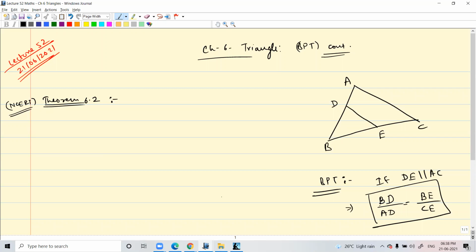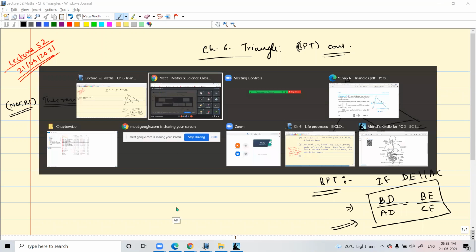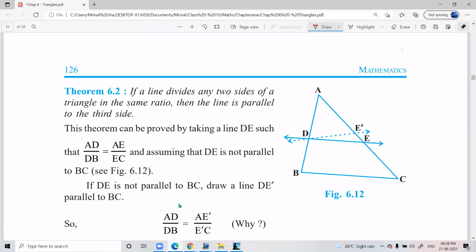So what will be the converse of this theorem? If this ratio has been given to you, if the sides are divided in the equal ratio, then the line will be parallel, right? That is what it says. So if a line DE divides two sides of a triangle in the same ratio, that is AB by DB is equal to AE by EC, then the line is parallel to the third side, which is BC over here. Okay, straightforward and simple, just the converse of BPT.